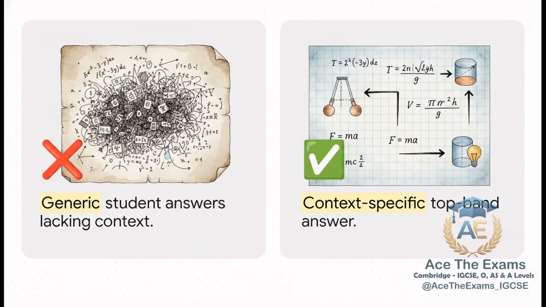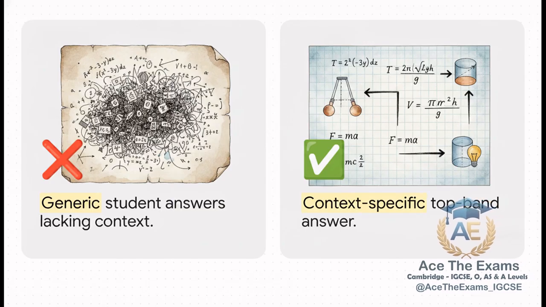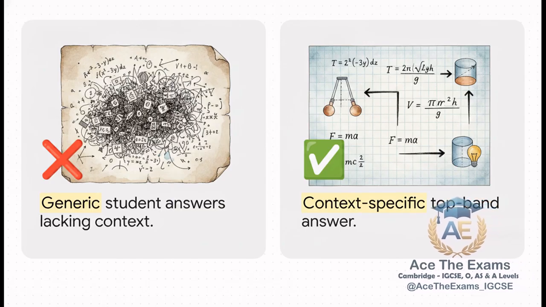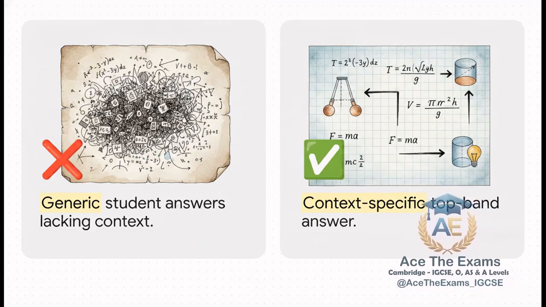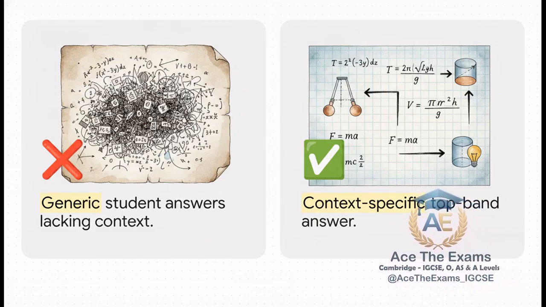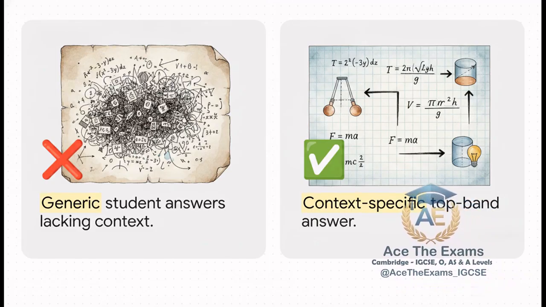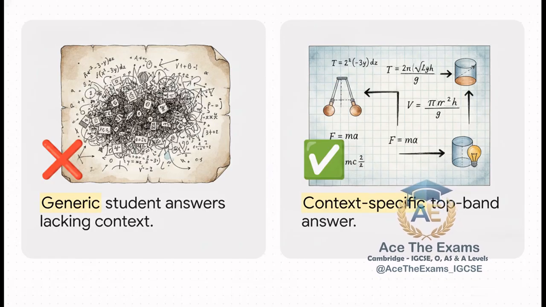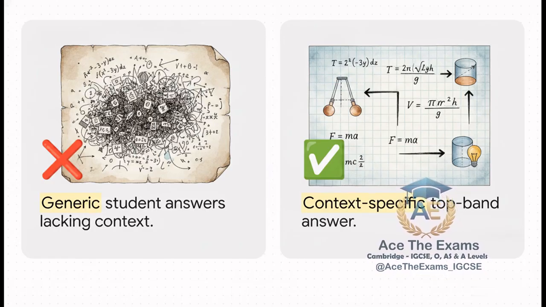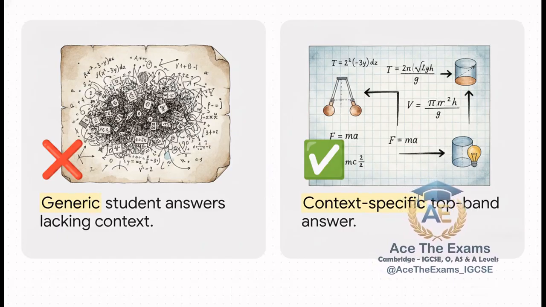On the left, we've got a generic, flawed student answer. It's just a wall of algebra, right? Zero context. But then look at the right side. The top-band answer communicates clearly. It defines the terms, applies the rules systematically, and links right back to the context. This exact shift in presentation is what bumps you straight up the mark scheme.